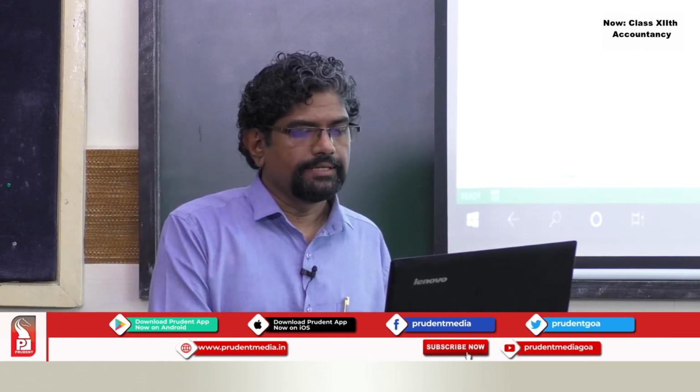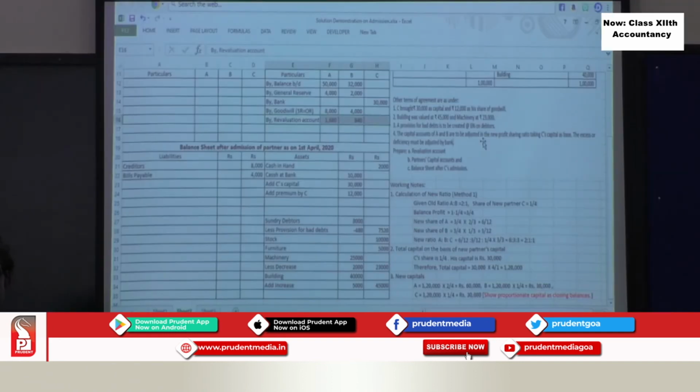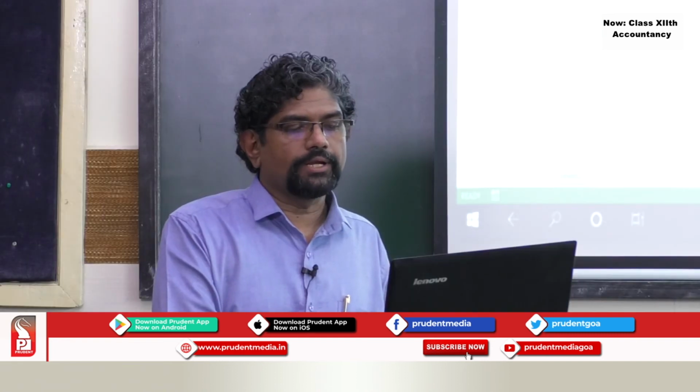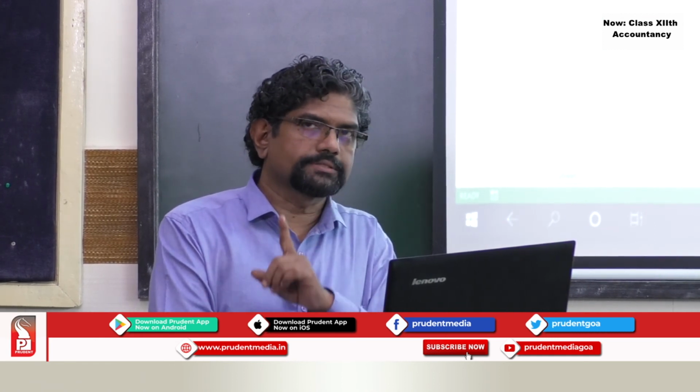It is given the capitals of A and B are to be adjusted in the new profit sharing ratio, taking C's capital as the base. Excess or deficiency must be adjusted by bank account. So this is the adjustment of proportionate capitals. You have learned that there are 3 steps. Step 1, finding the new profit and loss sharing ratio. So we will calculate the new profit and loss sharing ratio using the method 1.